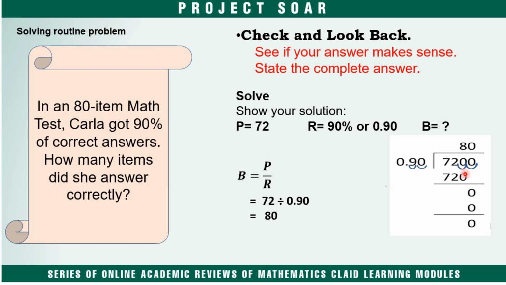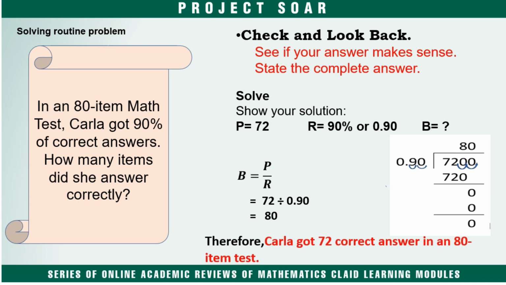So our number now is 7,200 divided by 90. So 72 divided by 90 cannot be. Move to the next digit. So 720 divided by 90 equals 8. So 8 times 0 is 0. 8 times 9 is 72. Now subtract, 720 minus 720 is 0. Bring down 0. So 0 divided by 90 equals 0. So 0 times 90 is 0. Therefore, Carla got 72 correct answers in an 80 item test.